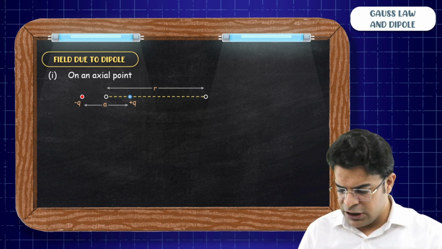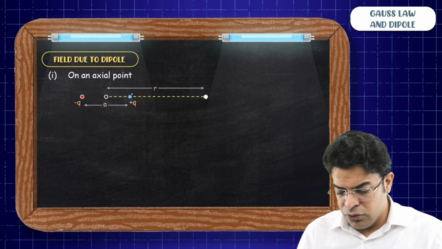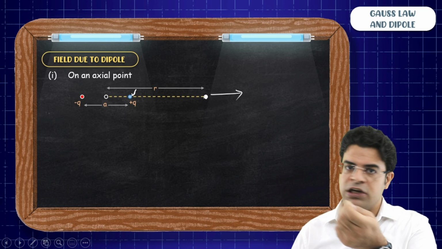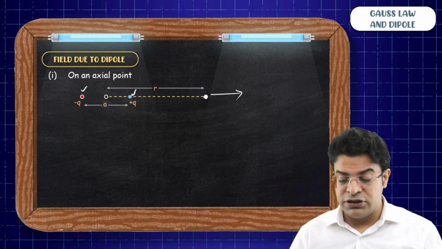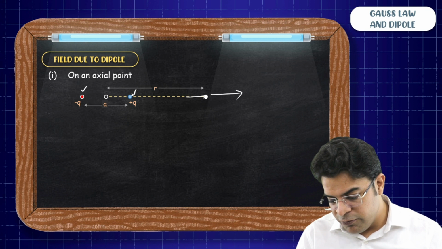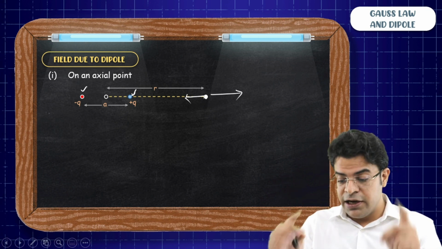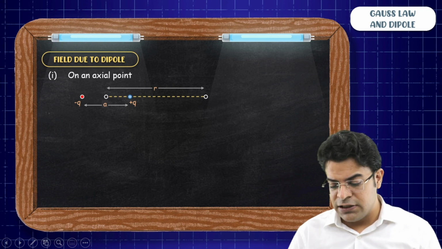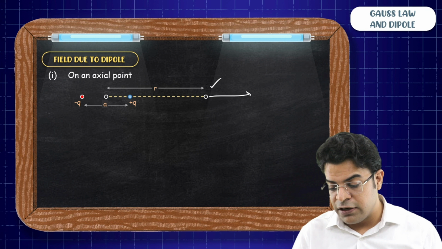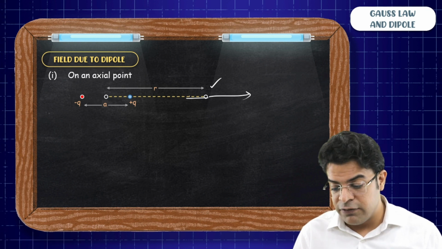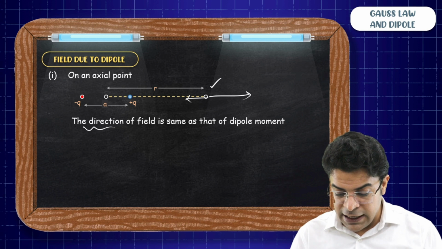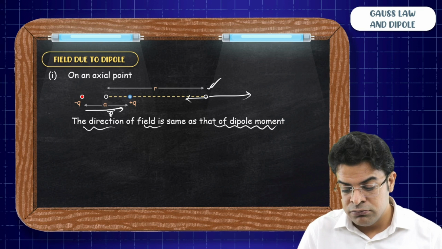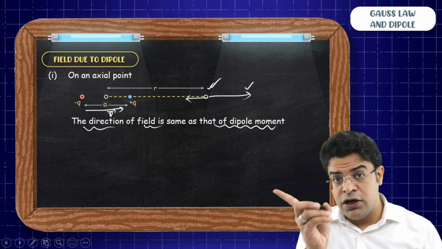So you will say, sir, at this point, due to the positive charge, the field will be away and it will have higher magnitude because the positive charge is closer. Due to the negative charge, the field will be towards it, but it will be weaker because the distance between the negative charge and this point is higher. So how will you write the net electric field at this point? You will say that the net electric field at this point will be equal to the electric field due to the positive charge minus the electric field due to the negative charge. So the direction of the field at this point is the same as that of the dipole moment, from negative charge towards positive charge. You get the same direction of field on the axis.